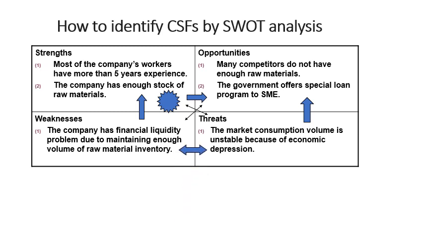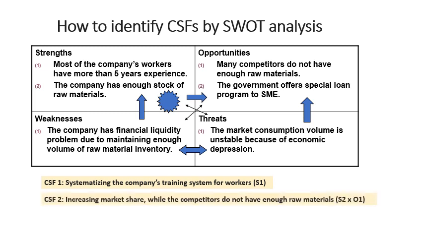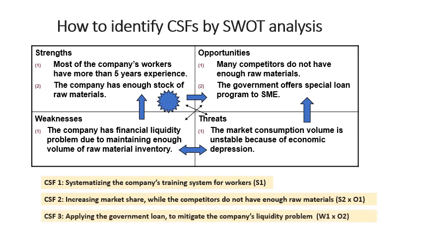For example, if we consider the possibility of reinforcing the company's first strength, systematizing the company's training system for workers can be one of the critical success factor candidates. Taking into account the second strength and the first opportunity presented in this table, increasing market share while the competitors do not have enough raw material can be another candidate of critical success factor. In this way, several critical success factor candidates can be identified.